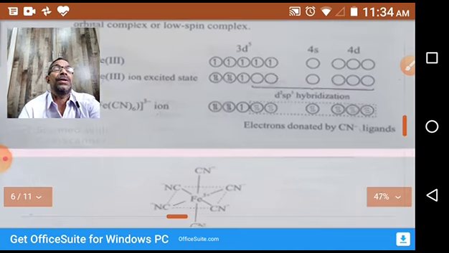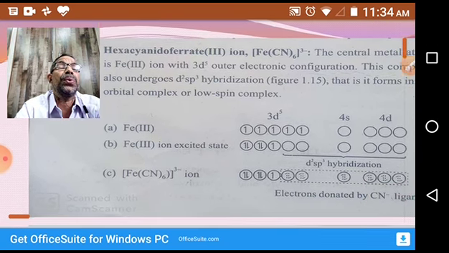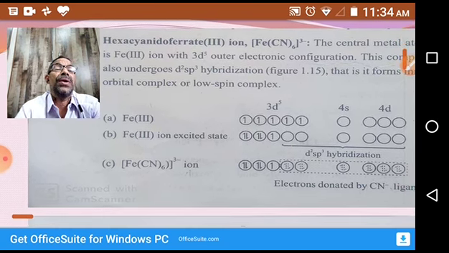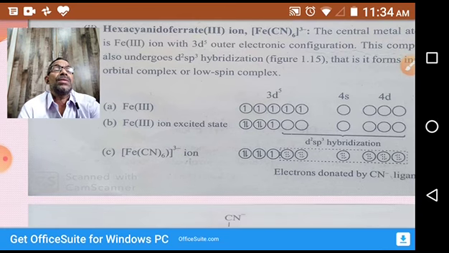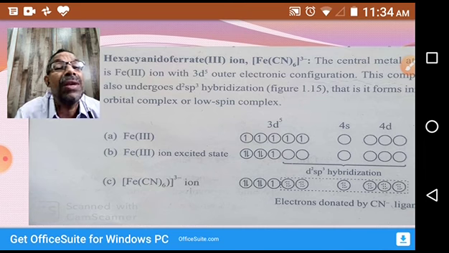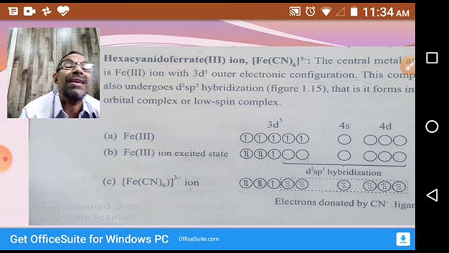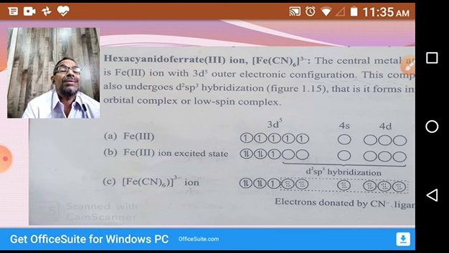Okay, so one more example. You see, hexacyanidoferrate(II). This is one example. Now hexacyanidoferrate, not 2, but 3. The before one is Fe+2, and this one is Fe+3. Both have cyanide ions only as ligands, but the oxidation state is changed. Okay, this is one more example.